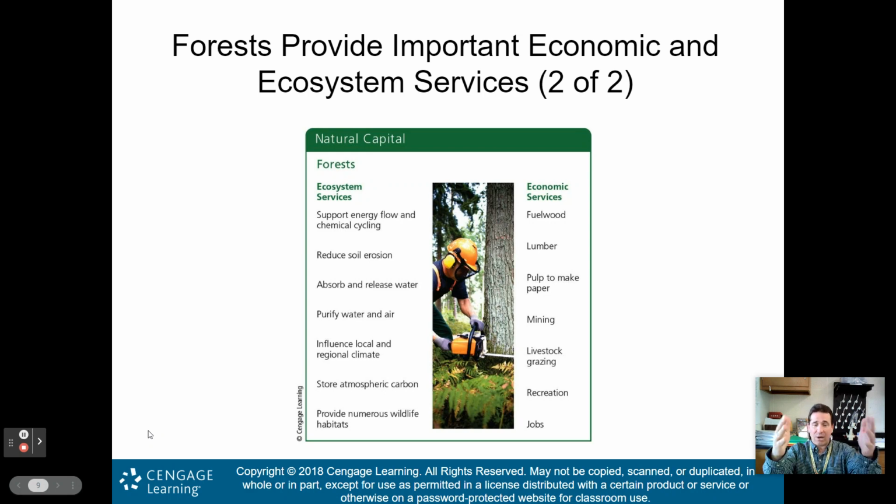Here are some more. So again, what have we talked about? A great chart here so that you can use some of these if you need them on an FRQ. So forests, natural capital. What are some ecosystem services forests provide? They support energy flow and chemical cycling. They reduce soil erosion. They absorb and release water, purify water and air, and influence local and regional climate, right? Like we just talked about, by storing atmospheric carbon. They provide habitats for lots of wildlife, and economic services: fuel wood, lumber, pulp to make paper, mining, livestock raising, recreation, and jobs. Again, all the natural capital that forests provide us.